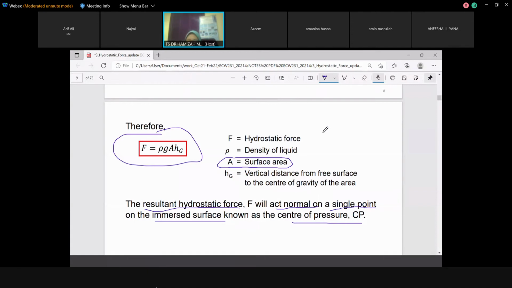Faham tak Pak ni? Okay, saya tunjuk examples lah. So you have one, sekejap, let me show you this one. Maksud area containing fluid. Maksudnya you ada fluid.